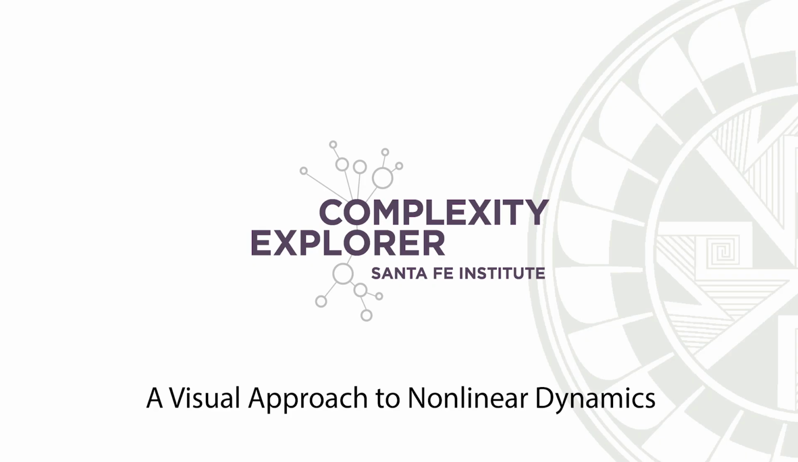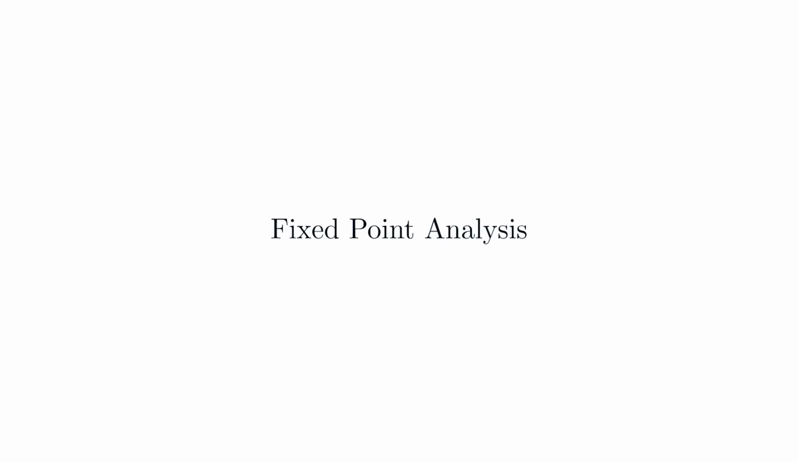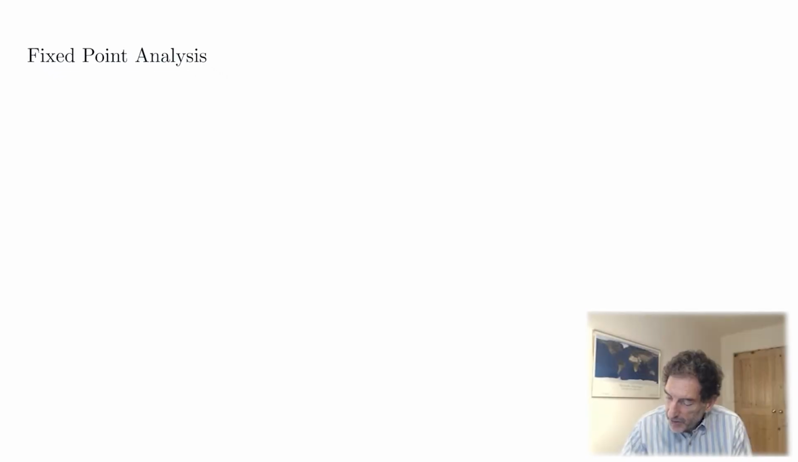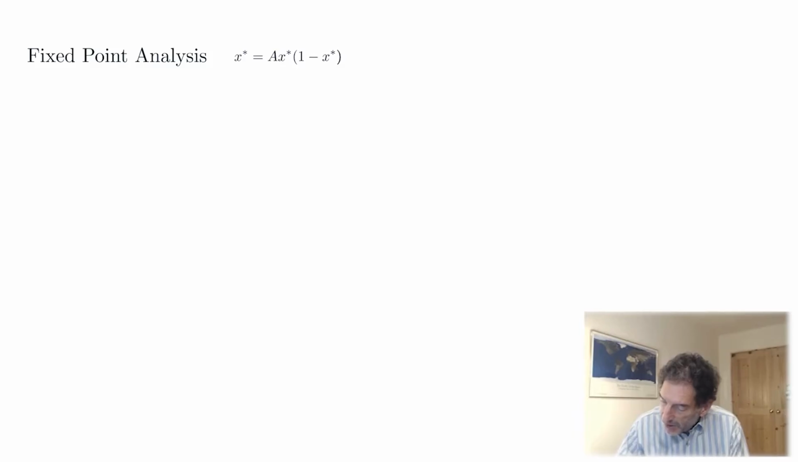Let's now perform a fixed point analysis of the logistic map. So the fixed point of the logistic map is determined by the equation x star, where star now denotes a fixed point value, is equal to a x star times 1 minus x star. That is, I plug in the value x star into the equation and I get the same value back.